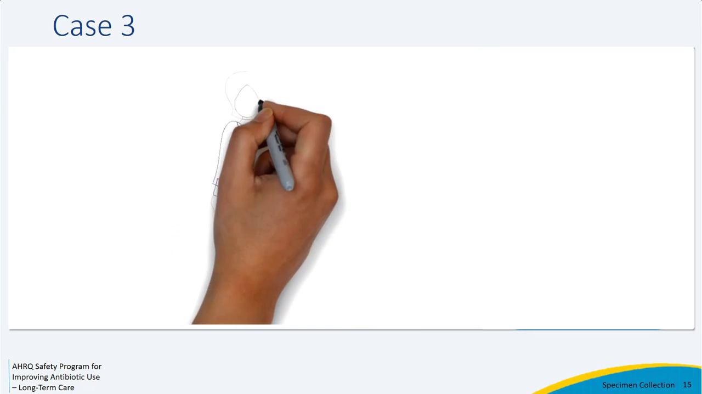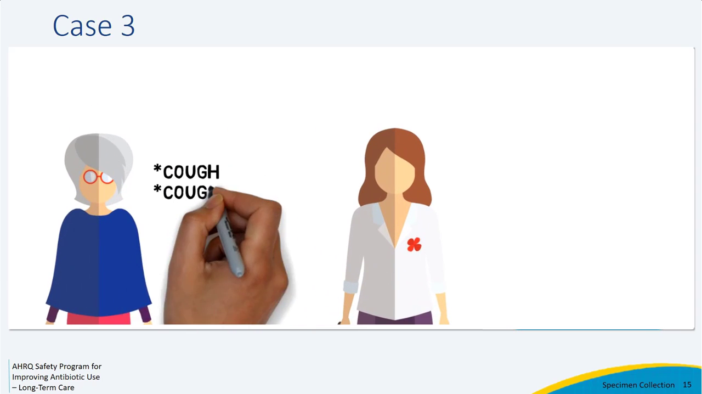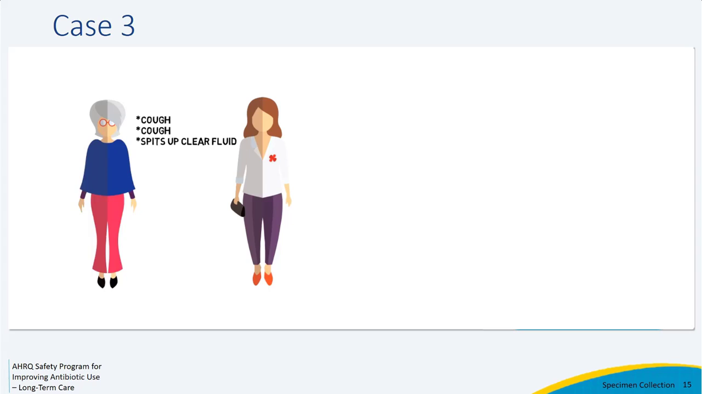Now, you walk in the room in the late afternoon and ask the resident to cough and spit in a cup. She coughs twice, a dry cough, and then spits some clear fluid into the cup.